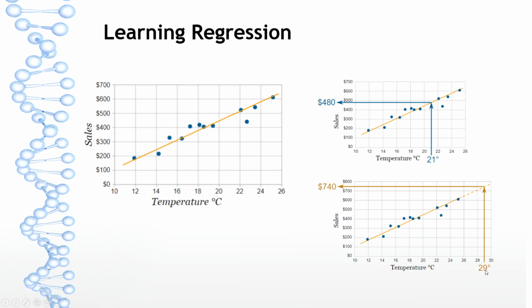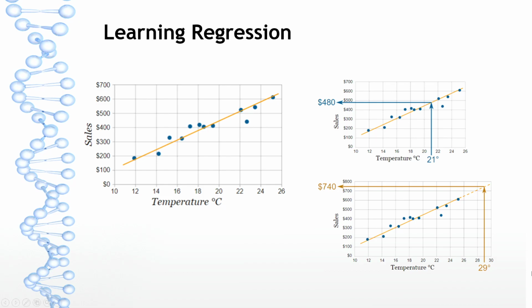Now let's look at this bottom chart. We're looking to predict what's going to happen when it's 29 degrees Celsius, a very hot temperature. Our model will predict that it's about $740. This is called extrapolation because the point that we're looking to predict exists outside of our existing data points. That's okay, but this is something you have to be careful with when you start making predictive models, because sometimes the things you're looking to predict exist outside of our normal range.